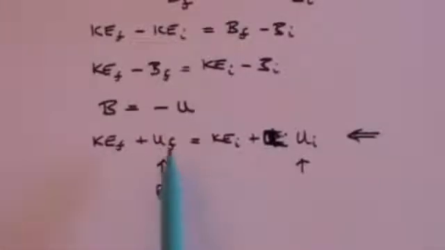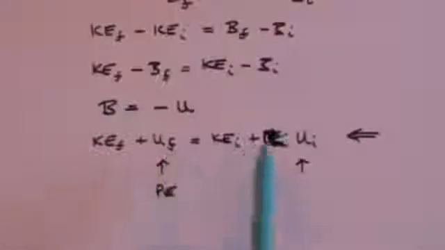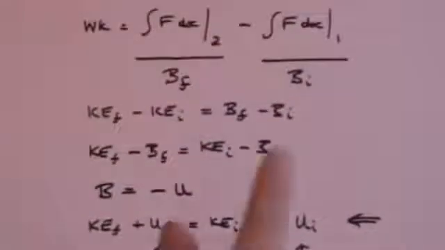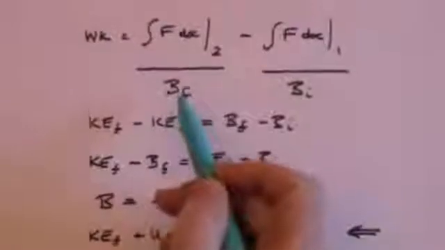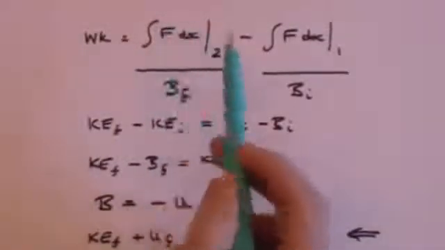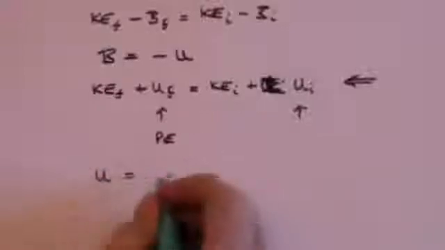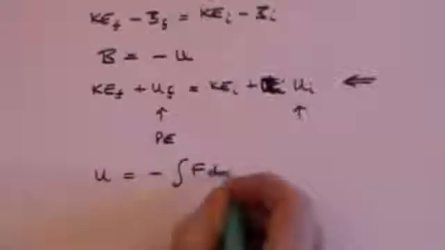Kinetic energy at the final stage plus potential energy at the final stage is equal to the kinetic energy at the initial stage plus the potential energy at the initial stage. Conservation of energy has been demonstrated. But let's just remind ourselves that we let B, which is minus U, be the integral of f dx, which means that U is minus the integral of f dx. So let's just write that down. U is minus the integral of f dx, where f might vary with the distance x.